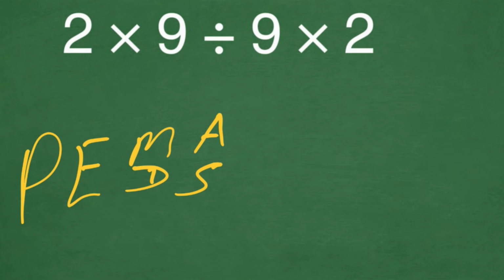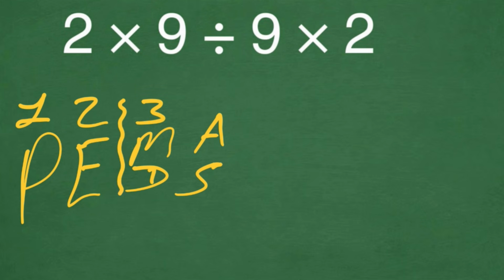P stands for parentheses, E stands for exponent, M and D stand for multiplication and division, A and S stand for addition and subtraction. So according to this rule, the first thing to solve is parentheses. And then the second thing to solve is exponent. And then after we solve all the parentheses and exponent, we are allowed to move to multiplication and division. So multiplication and division has priority number 3.